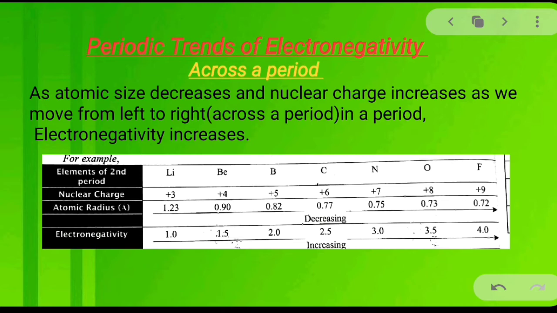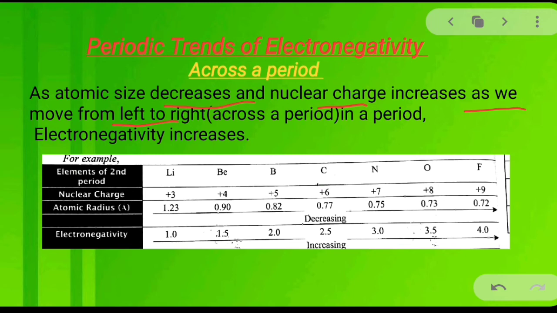Now, let us know the periodic trends of electronegativity. The periodic trend across a period: as atomic size decreases and nuclear charge increases as we move from left to right across a period in the periodic table, electronegativity increases. You can see I have taken the example of the second period. In the second period, the elements are lithium, beryllium, boron, carbon, nitrogen, oxygen, fluorine.